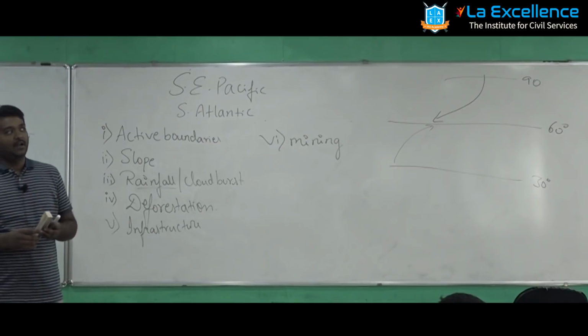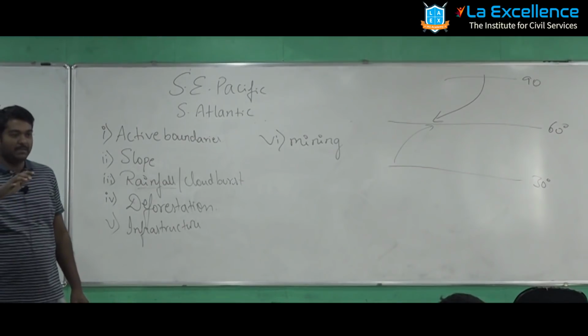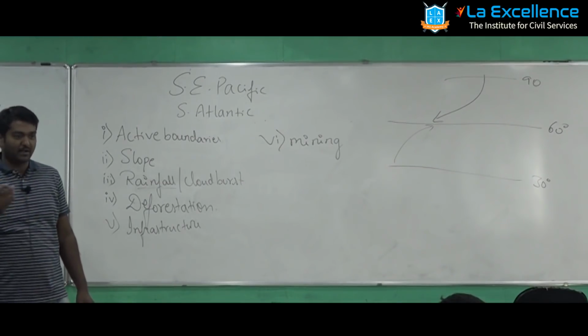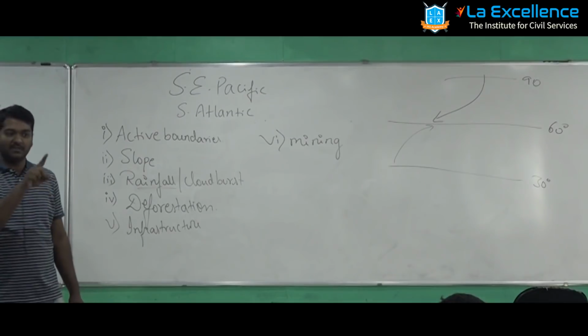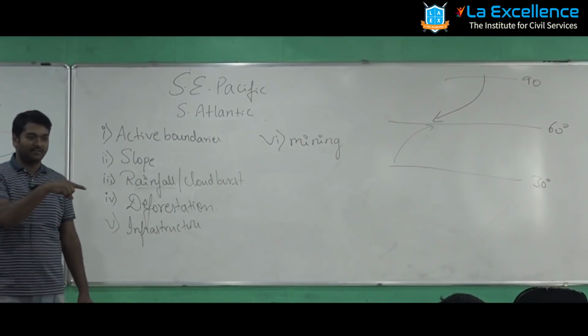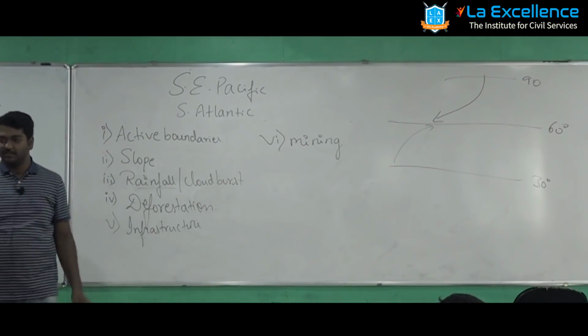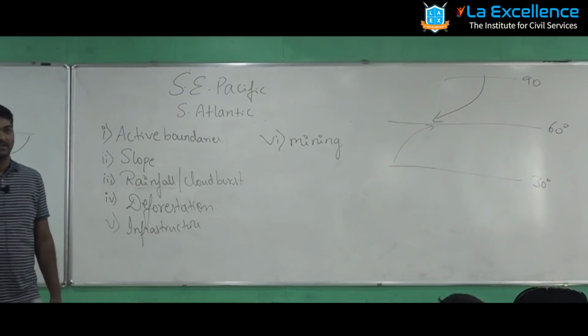Leeward side. Usually the thinking is that leeward side means there won't be rainfall, slippery and all. But do you see most of the rivers flow on the leeward side? They originate on the windward side, but they move. The Western Ghats are the better example for us.